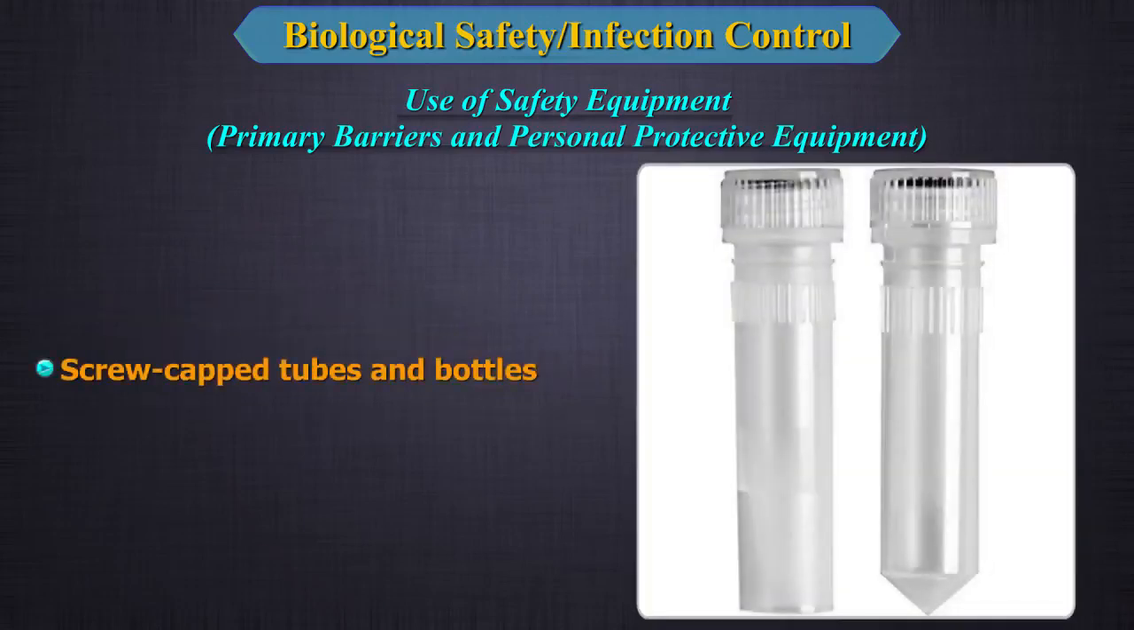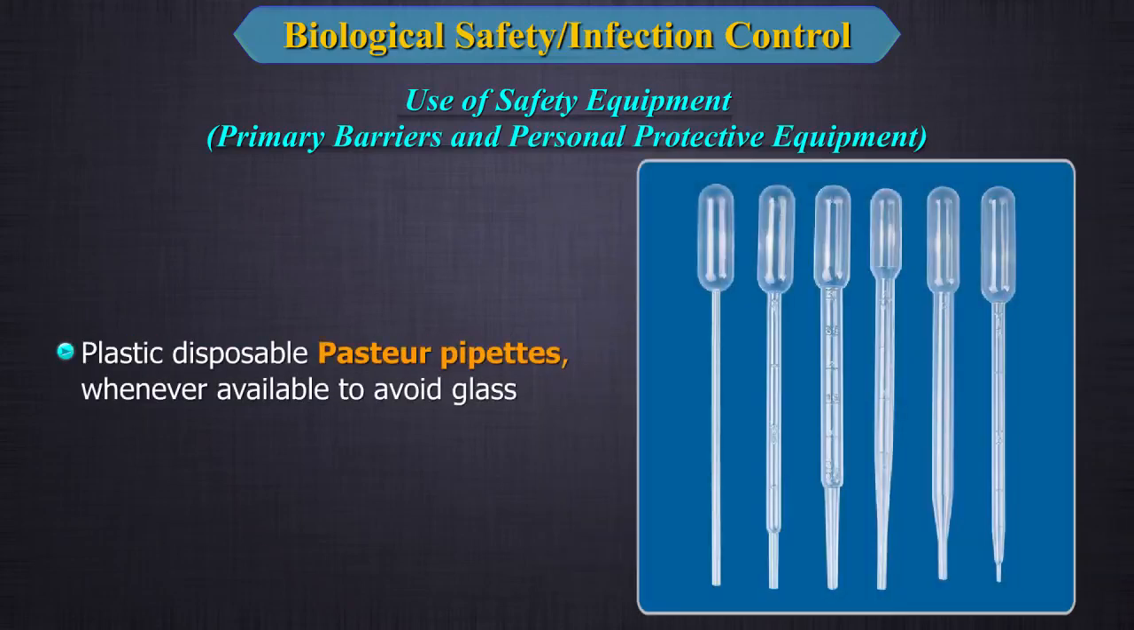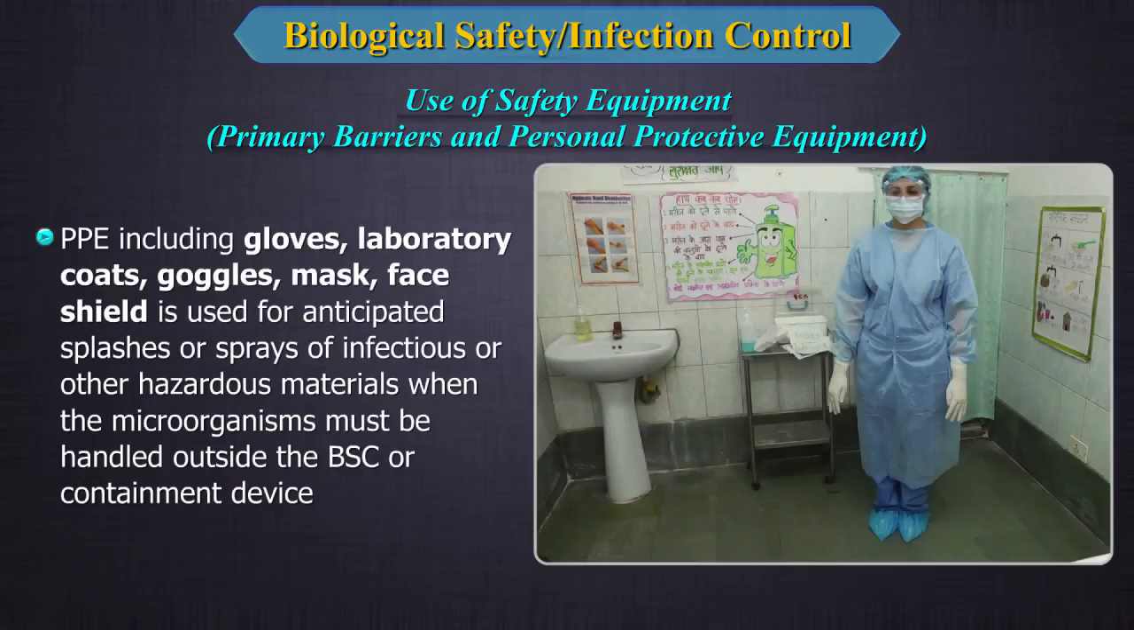3. Screw-capped tubes and bottles. 4. Autoclaves or other appropriate means to decontaminate infectious materials. 5. Plastic disposable Pasteur pipettes whenever available to avoid glass. 6. PPE, that is personal protective equipment, including gloves, laboratory coats, goggles, mask, face shield. These are used for anticipated splashes or sprays of infectious or other hazardous materials when the microorganisms must be handled outside the BSC or containment device.